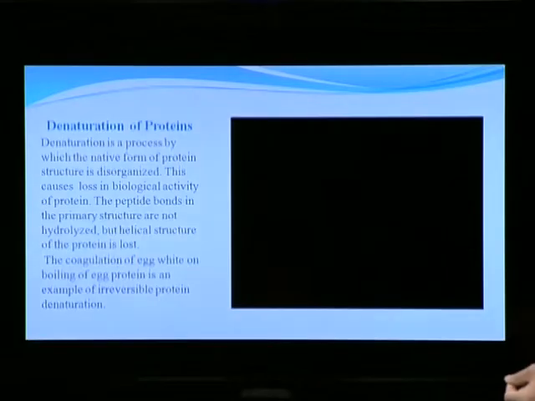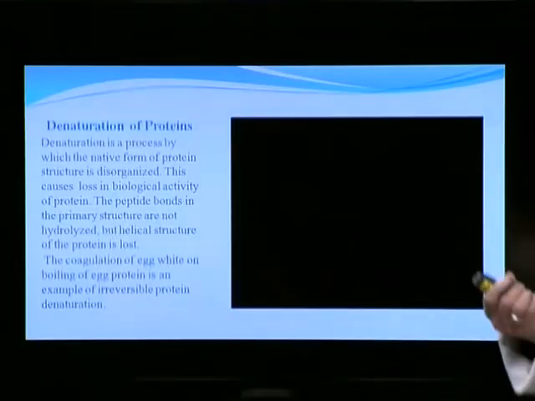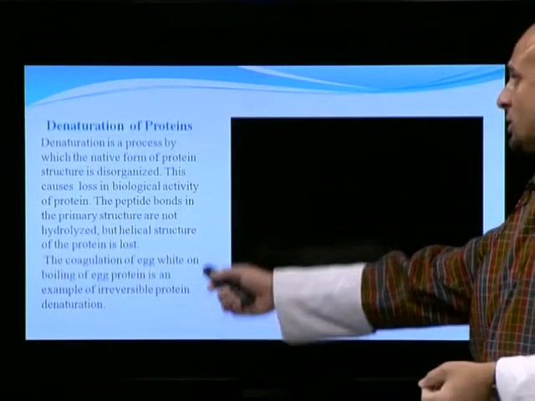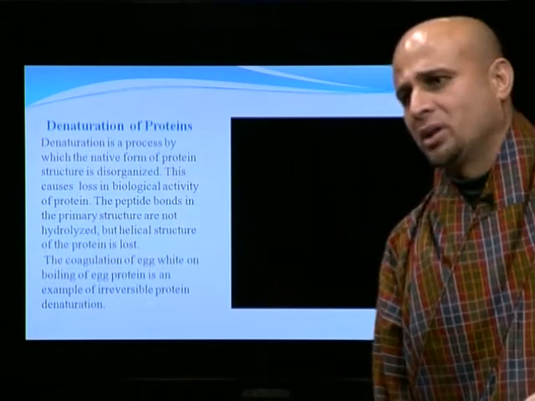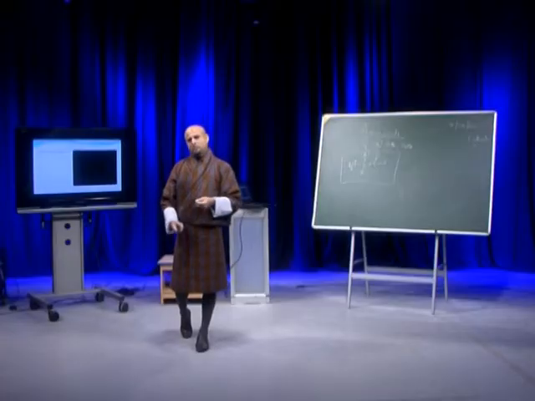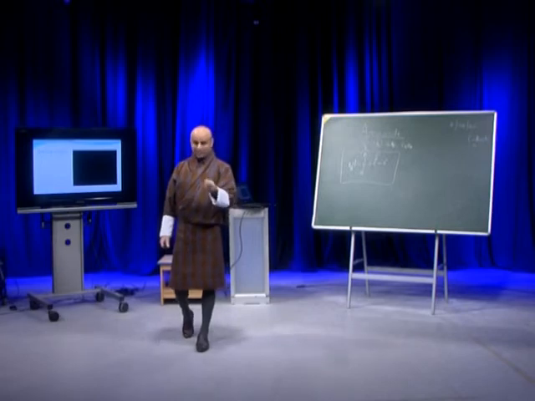If you look at the definition, it is a process by which the native form of protein structure is disorganized. Again, by definition, it is a process in which the secondary and tertiary structure of protein is destroyed, but the primary structure will remain as it is. What happens because of this? This causes loss of biological activity of protein. For example, if it is an enzyme, it loses enzymatic activity. That's why enzymes are pH sensitive. Enzymes are temperature sensitive because they are all made up of proteins.